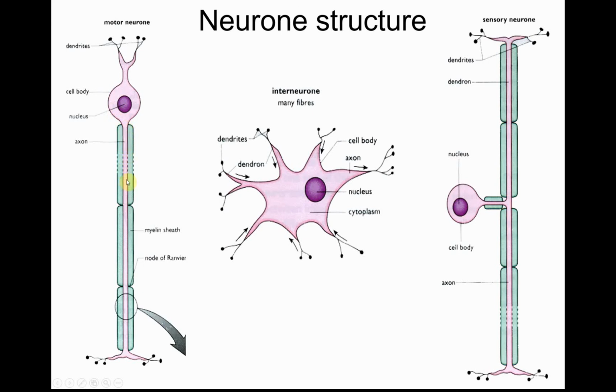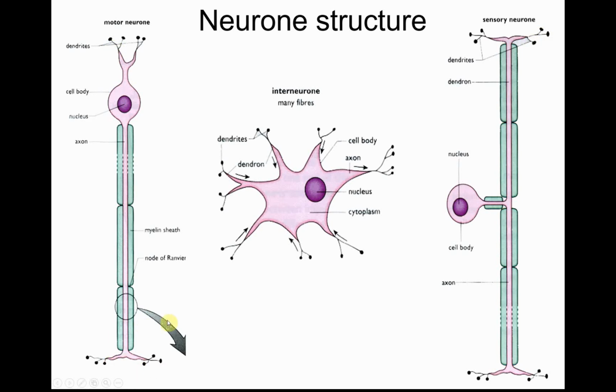The axon itself and the dendron are actually just projections of the cell membrane with a bit of cytoplasm running through. So this is all part of the cell. It's not a solid thing, it's a hollow tube, if you like, full of cytoplasm, and it branches at the ends. So you've got lots and lots of branches at either end. That means it can make multiple connections at either end.